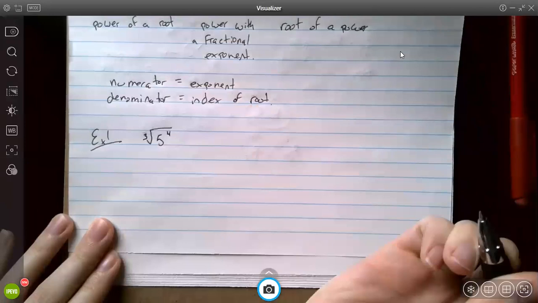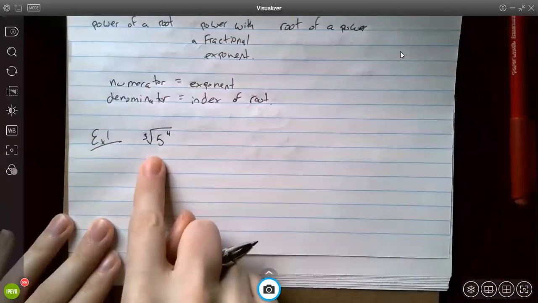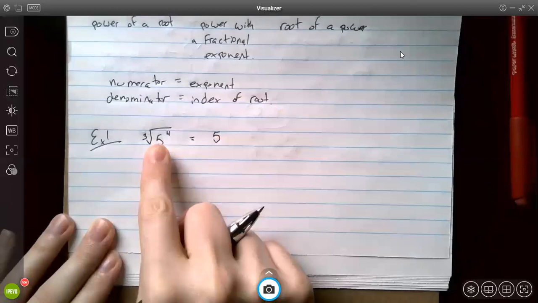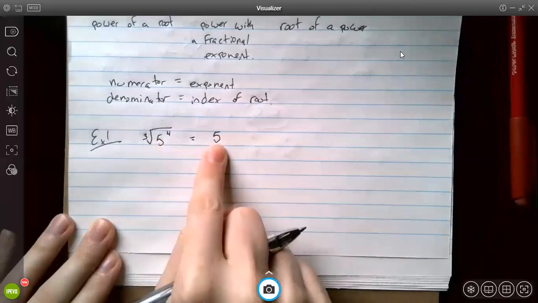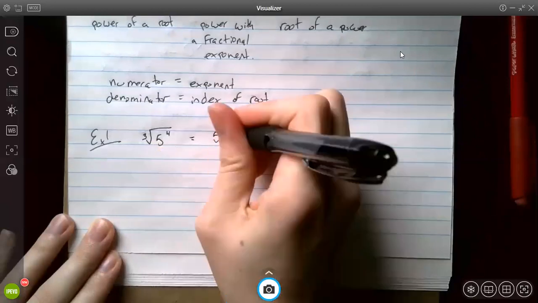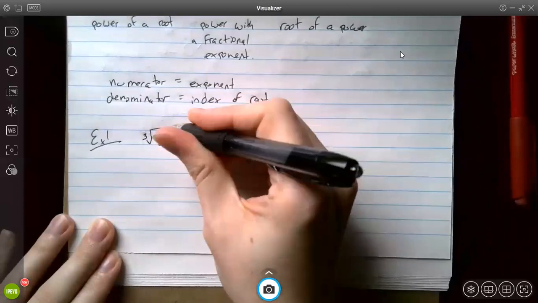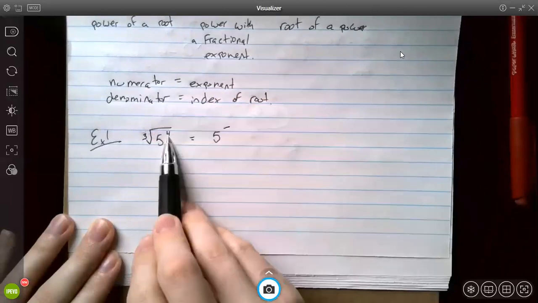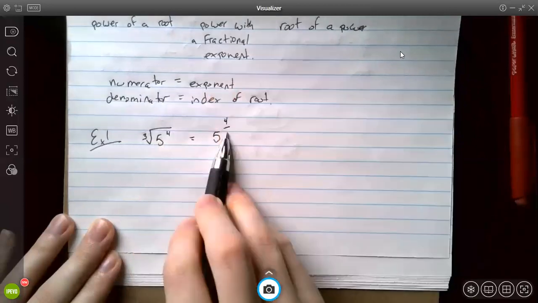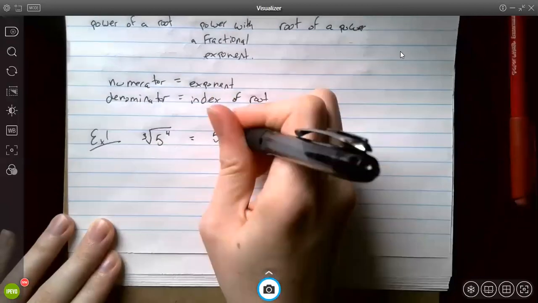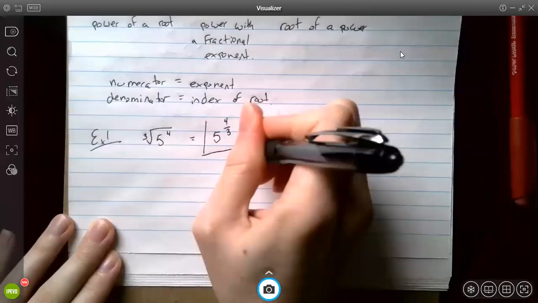So in this case, I'm starting off with a root of a power. If I want to convert this into a fractional exponent, I just keep my big number. So I'm going to keep my 5, that'll be my base. And then its exponent will be a fraction. The numerator will be whatever the exponent was in the root. So the 4 is going to go on top. And then my denominator is whatever the index of the root is. So 3. That's it. That would be my answer.